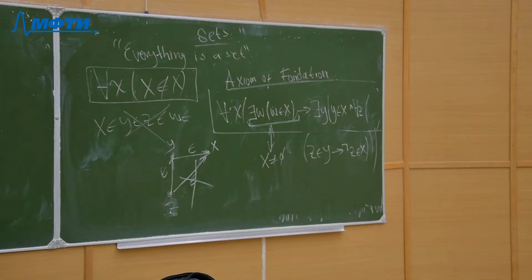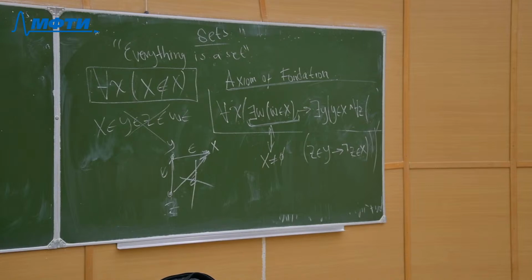Now, finally, let me write that two sets are equal, by definition, if and only if, for all W such that W belongs to X, if and only if W belongs to Y. Okay, and so here we say that X and Y are equal sets.